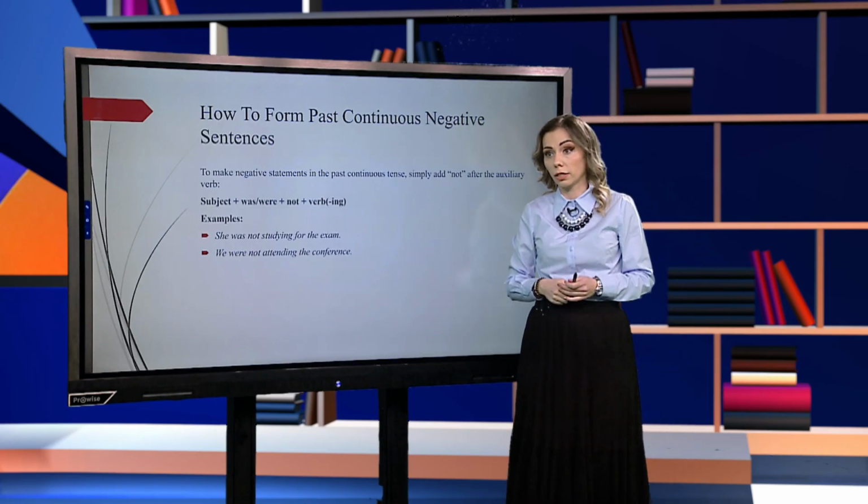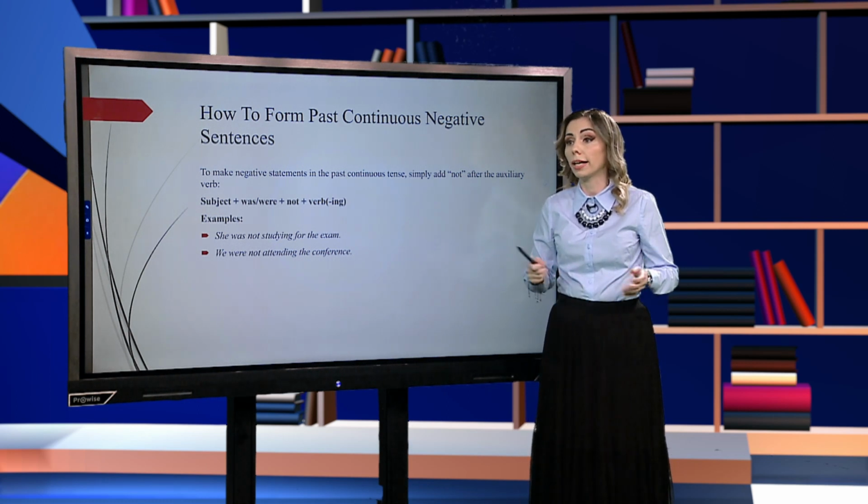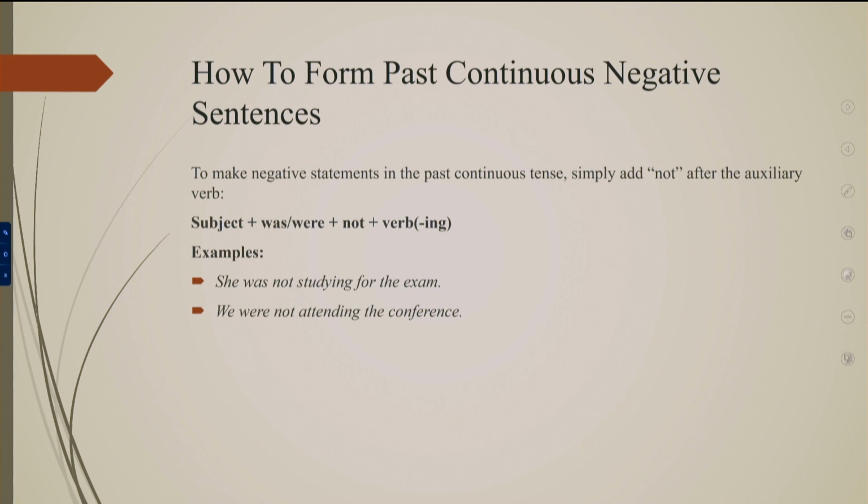The negative sentence of forming the past continuous is simply add not after the auxiliary verb. So we form past continuous, negative form, subject plus was or were plus not plus verb plus ing. She was not studying for the exam and we were not attending the conference.